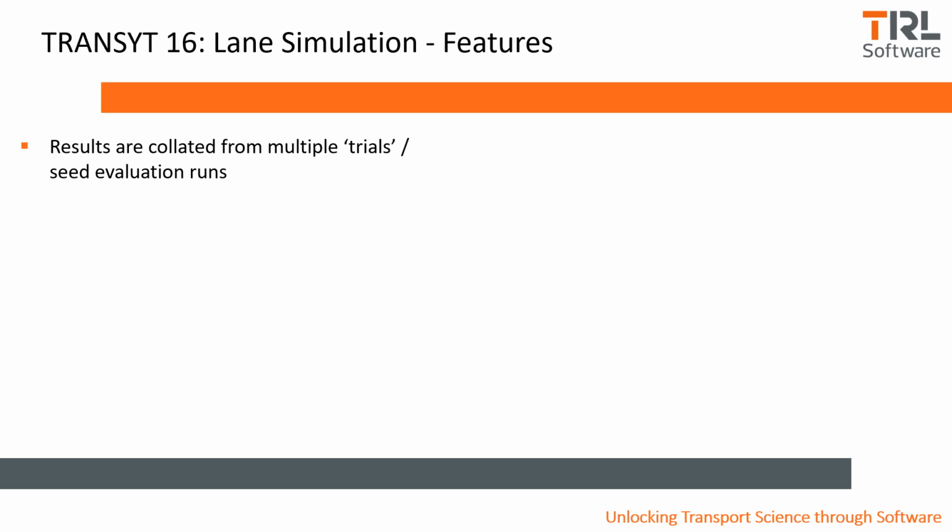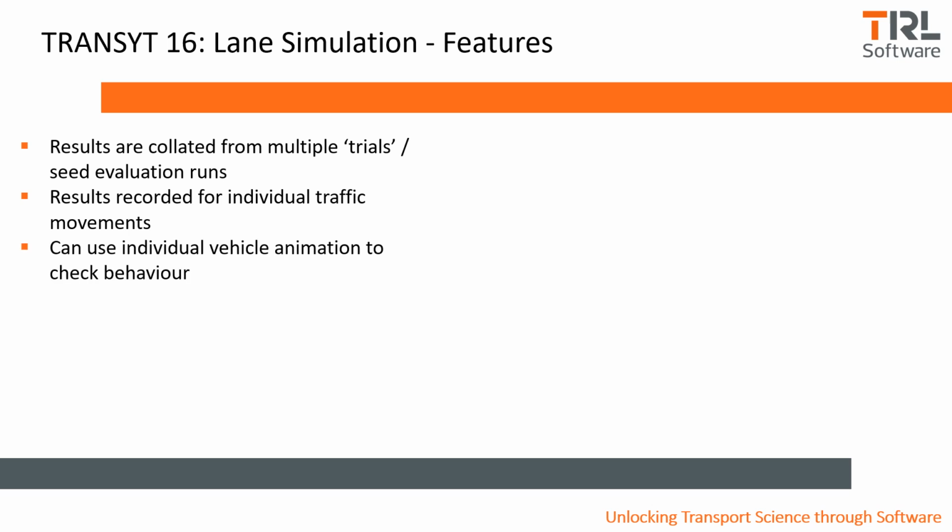Various features: results are collated from multiple trial seed evaluation runs. They're surprisingly quick because it's a simple model. We're not trying to recreate some large, expensive, cumbersome, hard to understand microscopic model. This is simple. It's based on TRANSYT in the same way Junctions 9 is based on the core Junctions model. The results are recorded for individual traffic movements. You can use individual vehicle animation to check behaviour, and it calculates and visualizes queue percentiles, and they're always produced. They're not situations like in Junctions where sometimes they're not generated because of the circumstances of the traffic flows.